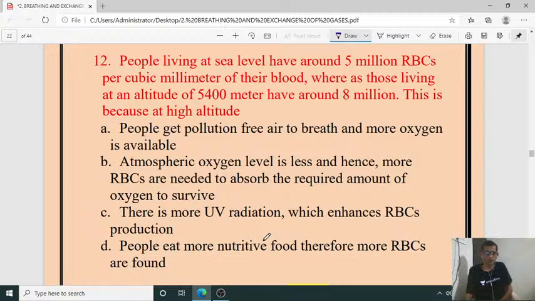So atmospheric oxygen level is lesser and hence more RBC are needed to absorb the required amount of oxygen to survive. To overcome altitude sickness, we can observe the natural occurrence of a high number of RBC to acquire the maximum amount of oxygen for the survival of a person at higher altitude. Okay, so the right answer is B for the 12th one.